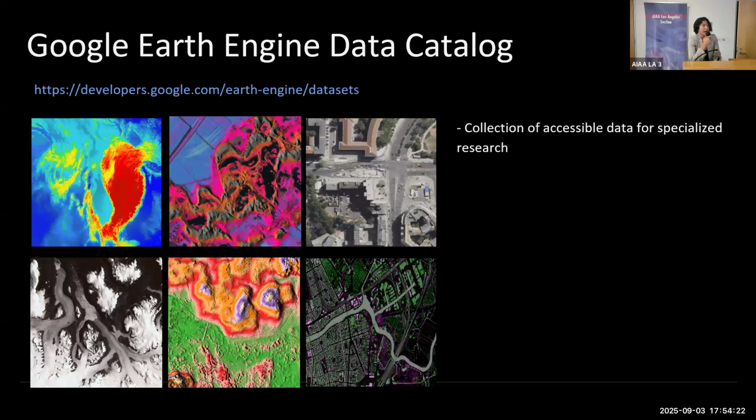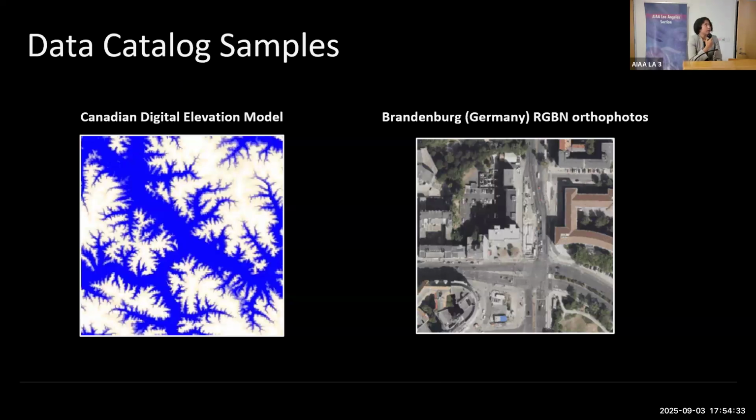Google Earth Engine has a data catalog as well, which encompasses a collection of accessible data for specialized research. Some highlights within the data catalog I was able to find were specific coverage of the Canadian Digital Elevation Model, which provides elevation data over Canada. There's also RGB composite models. So this one is specific to a town or a city in Germany called Brandenburg.